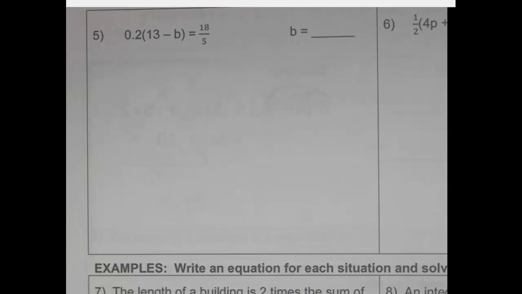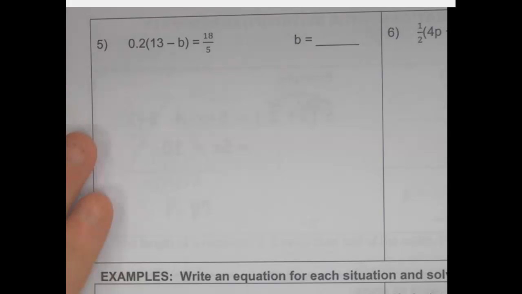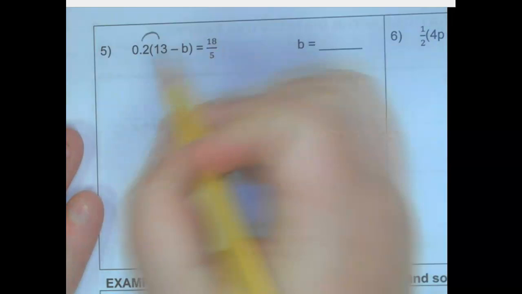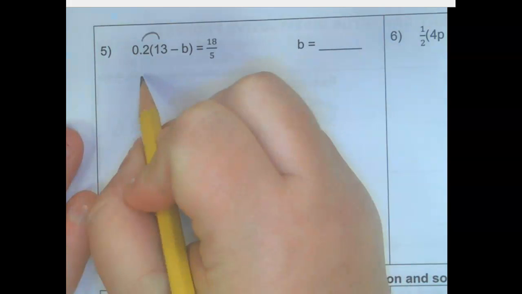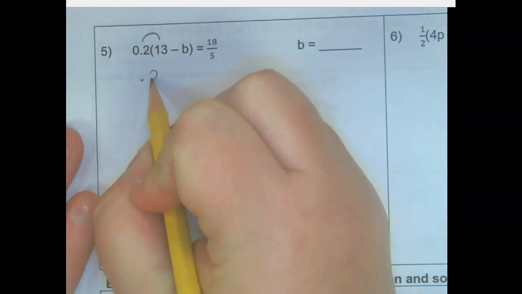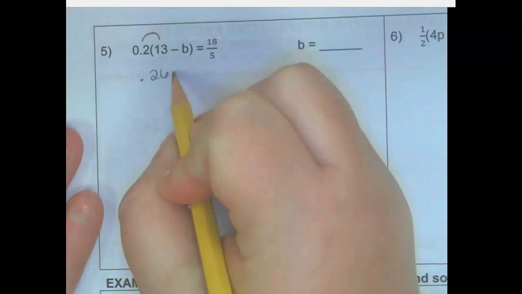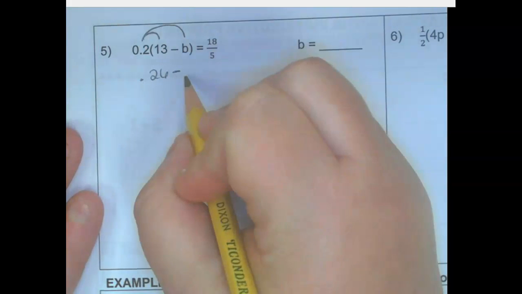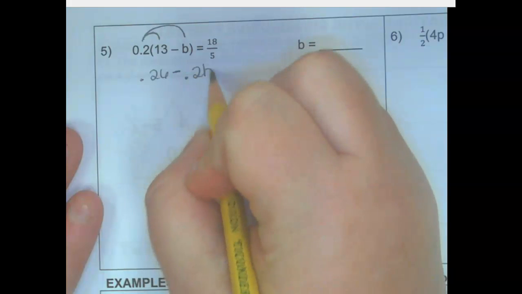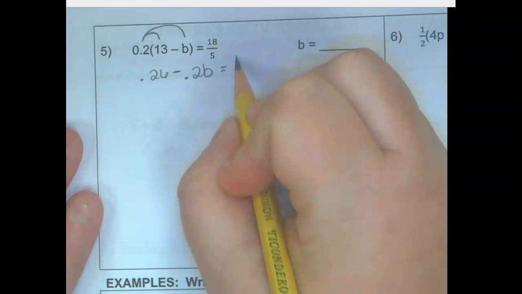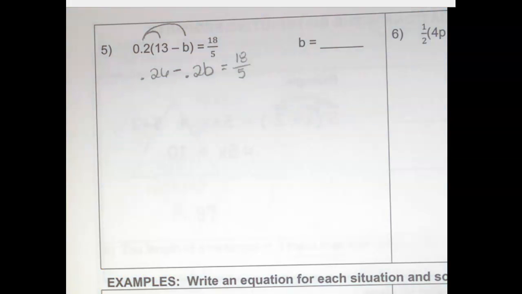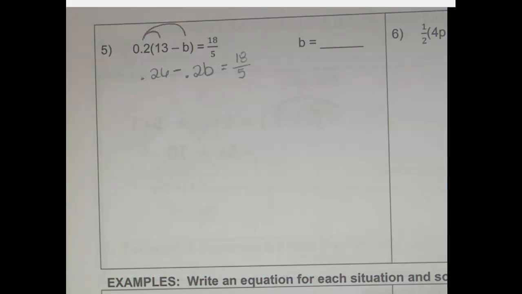All right, are we ready to look at number 5? All right, so I'm going to distribute 0.2 times 13, which is 0.26. Bring down my subtraction, 0.2b, or 2/10 b, I could say it properly. And we have 18/5. Do we want fractions and decimals in the same exact problem?